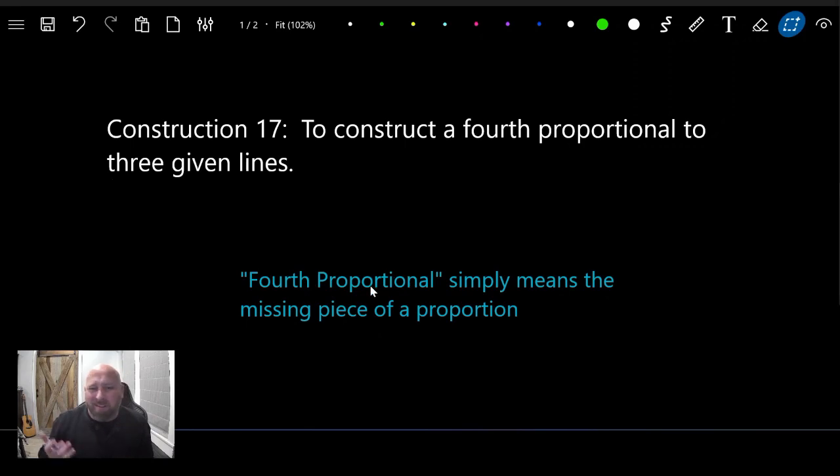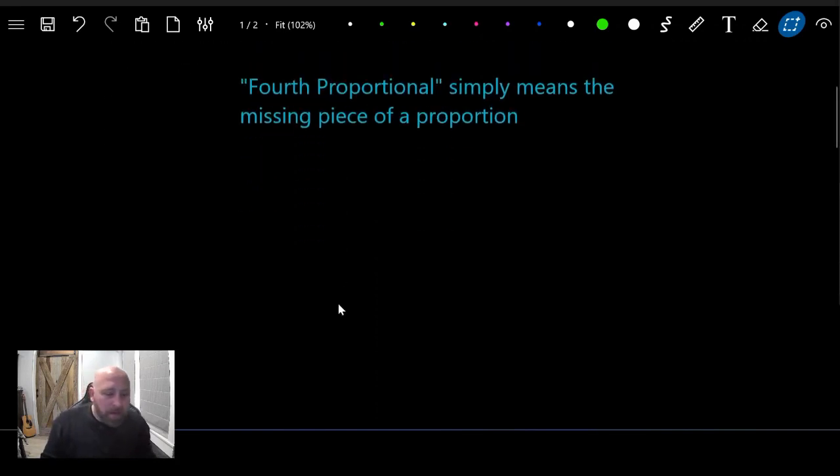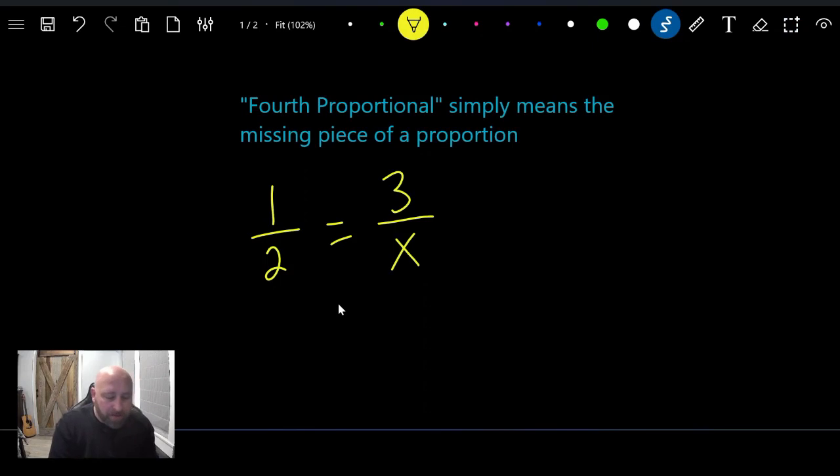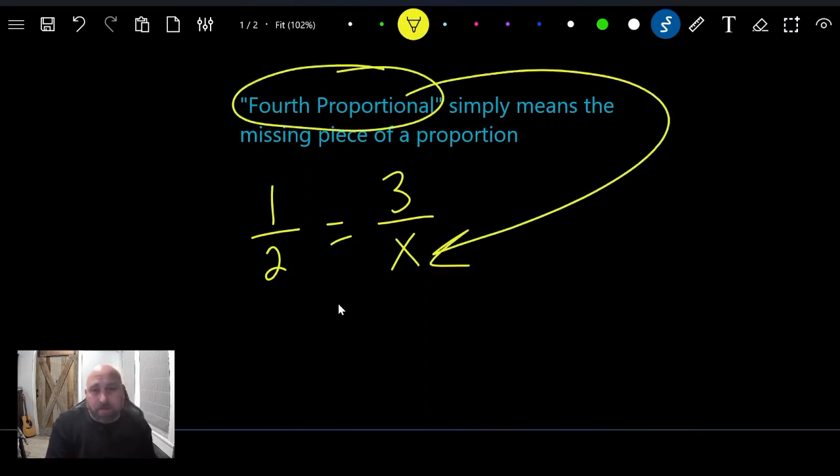Well, maybe you're like, I don't remember what a fourth proportional is. Well, we learned about it. You can go back in another video and watch that. But a fourth proportional simply means the missing piece of a proportion. All right, what do I mean by that? Well, something like this. If I have 1/2 equals 3 over x, the fourth proportional is that x right there.